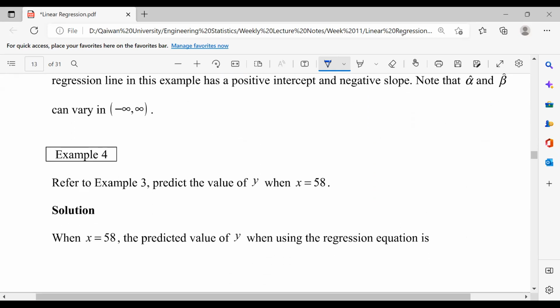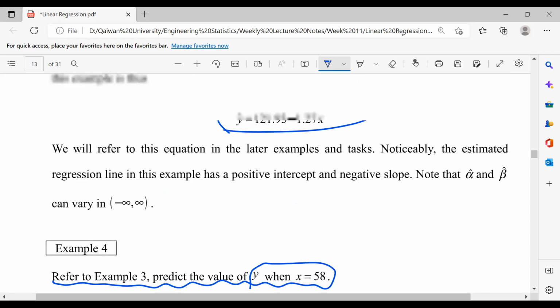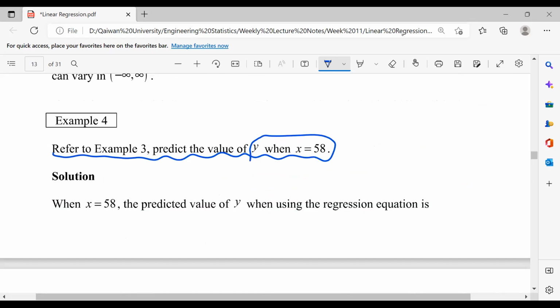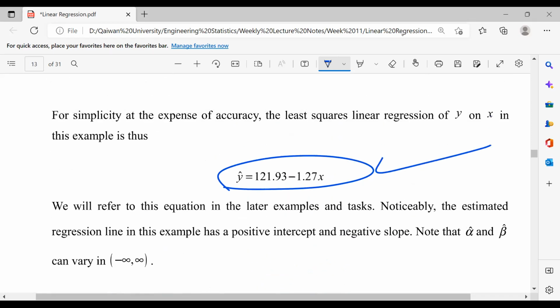Here we have another example. It says, refer to example 3, project the value of y when x is 58. If you are asked to find the value of y when x is a given value, then what you do? You should first find the equation, and then replace x or y by the given value to get the other variable's value. We have given x, which is 58. We just replace x here by 58.